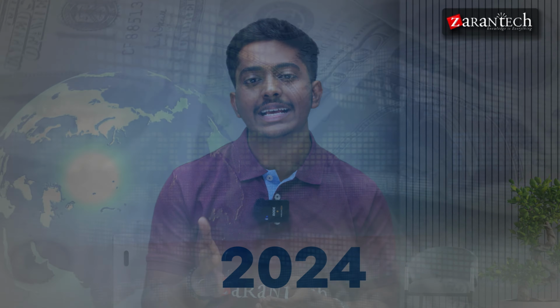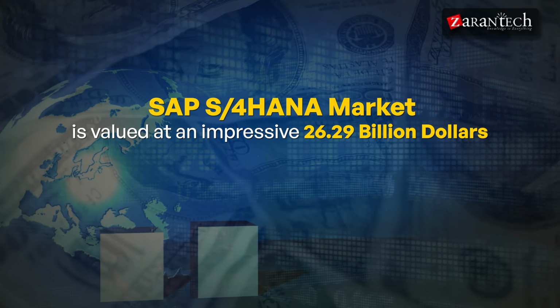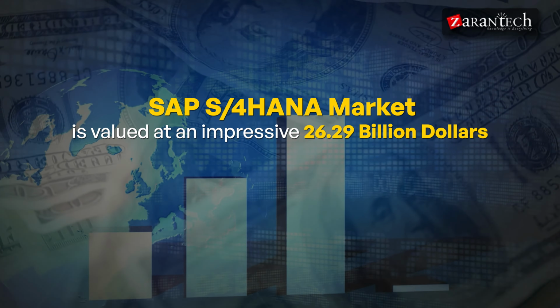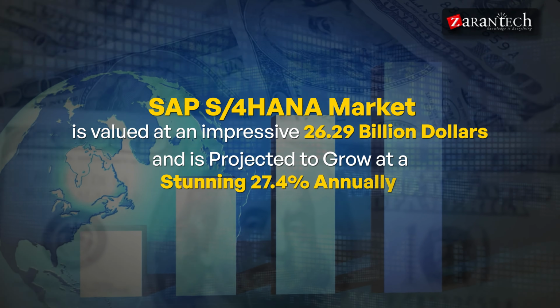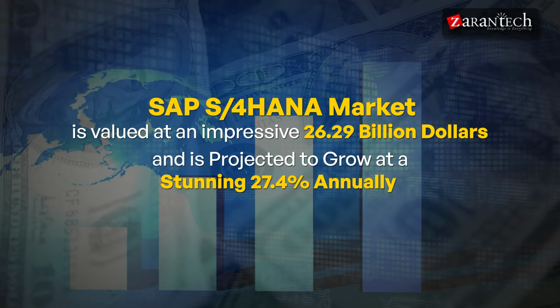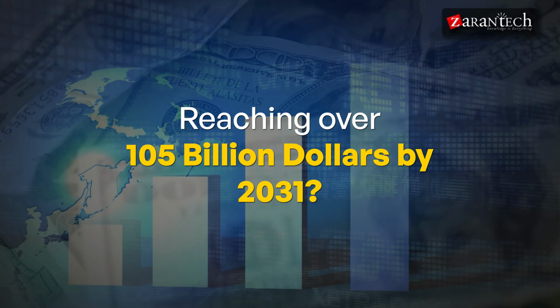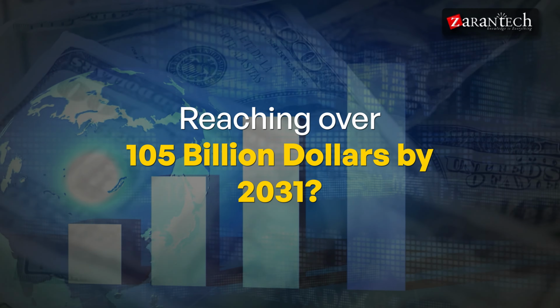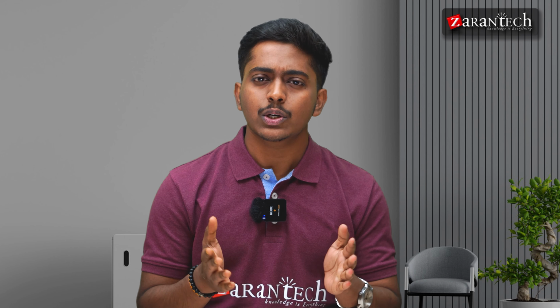Guys, did you know that as of 2024, the SAP S4HANA market is valued at an impressive 26.2 billion US dollars and is projected to grow at a stunning 27.4% annually, reaching over $105 billion by the year 2031? That's how fast businesses are adopting SAP solutions to stay competitive in this particular market.